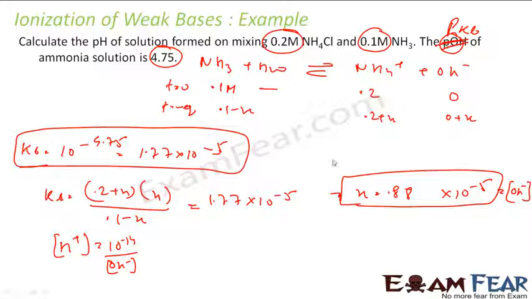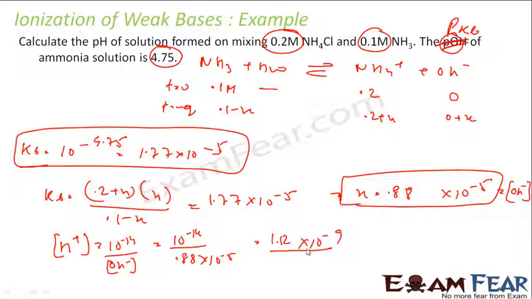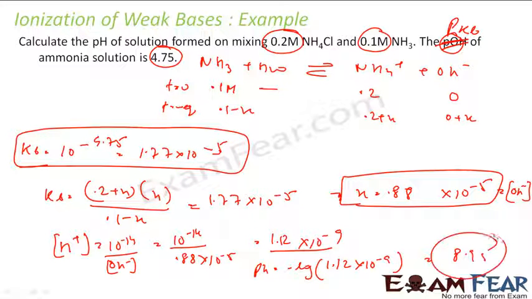Because H plus ion concentration into OH minus ion concentration is Kw, that is 10 to the power minus 14. So I get 10 to the power minus 14 by 0.88 into 10 to the power minus 5. You solve this, you get 1.12 into 10 to the power minus 9. If H plus is this, then pH is minus log of 1.12 into 10 to the power minus 9. You solve this, you get 8.93.